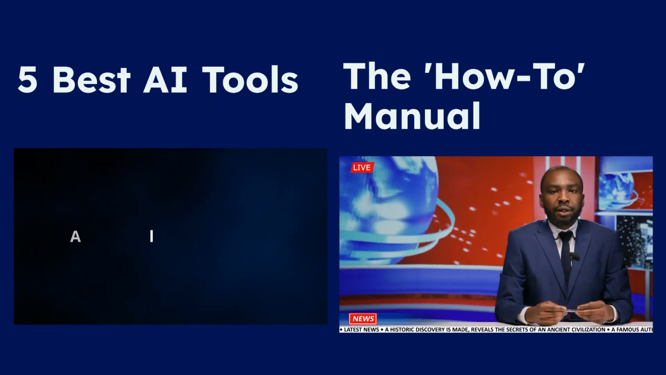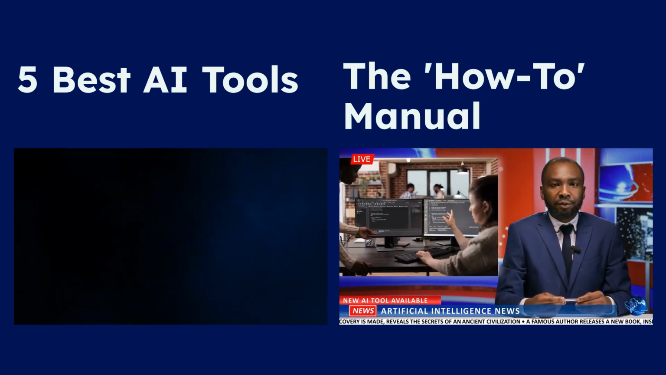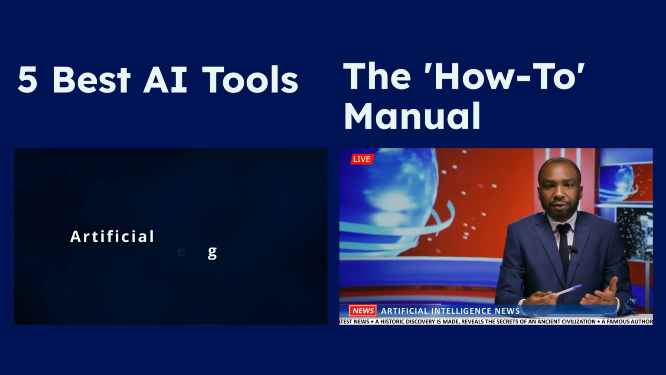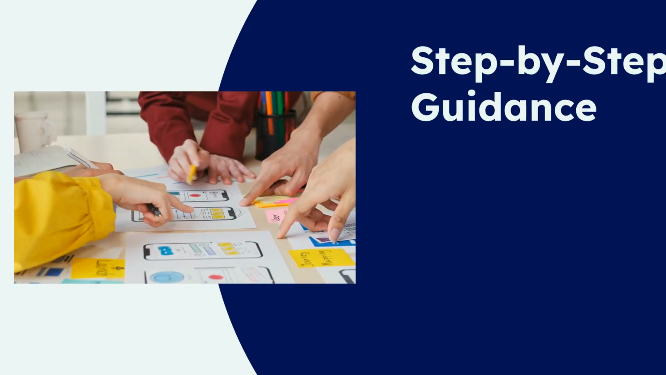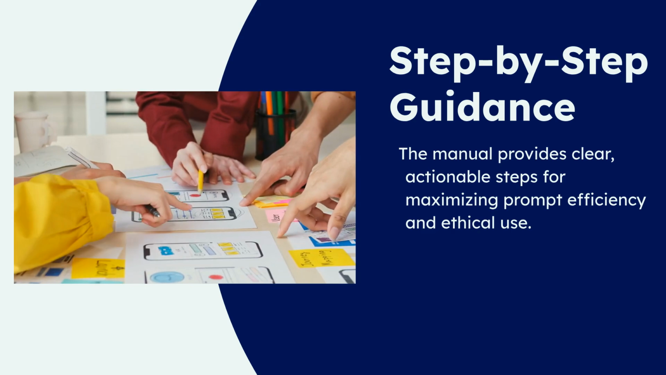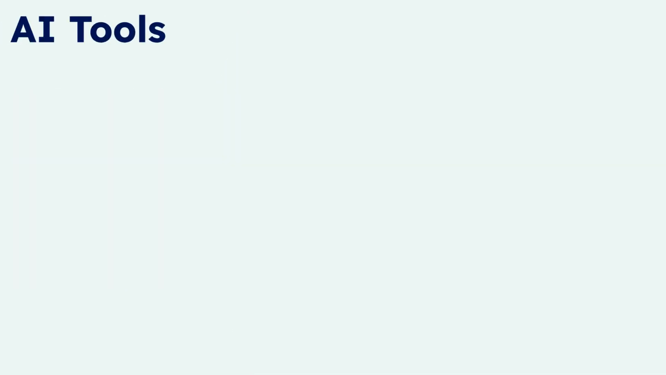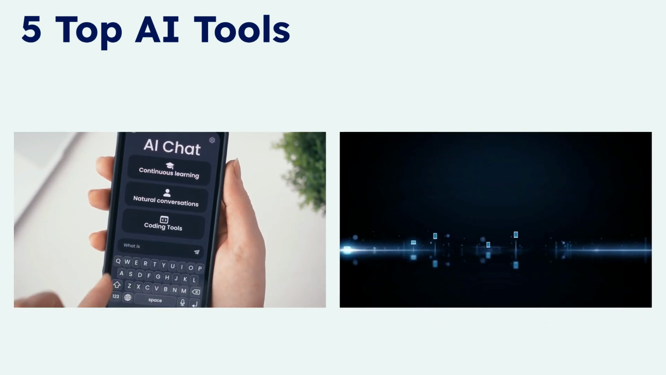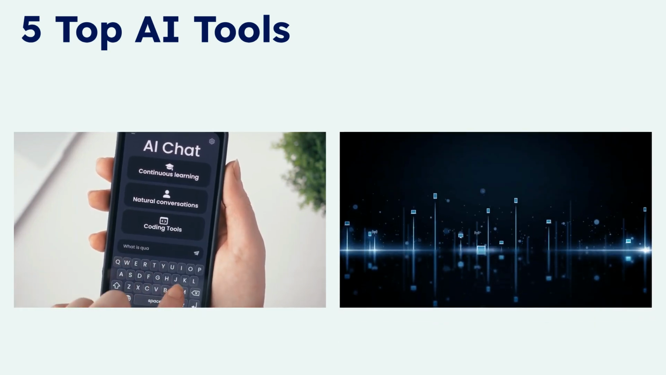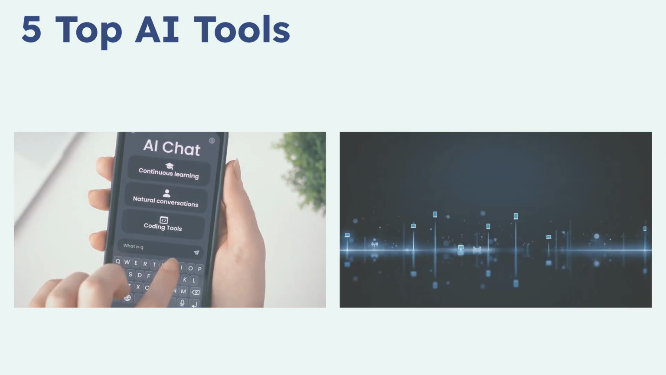Next, the kit includes 2 essential guides, a comprehensive how-to-use manual and a guide to the 5 best AI tools for academic writers. The how-to manual provides step-by-step guidance on prompt engineering, ensuring you use the AI effectively, ethically, and achieve the highest quality output. We've analyzed the market to bring you the 5 best AI tools specifically suited for academic tasks, saving you countless hours of trial and error.